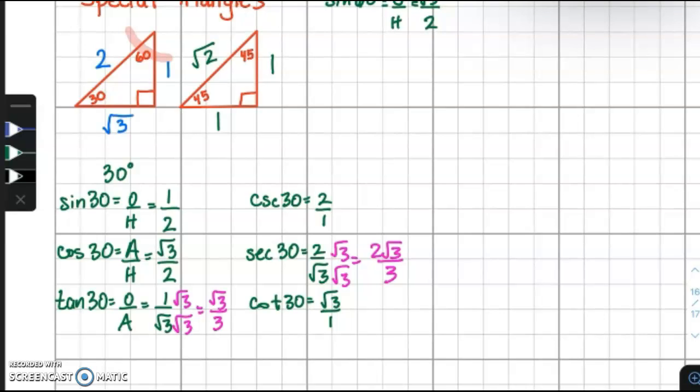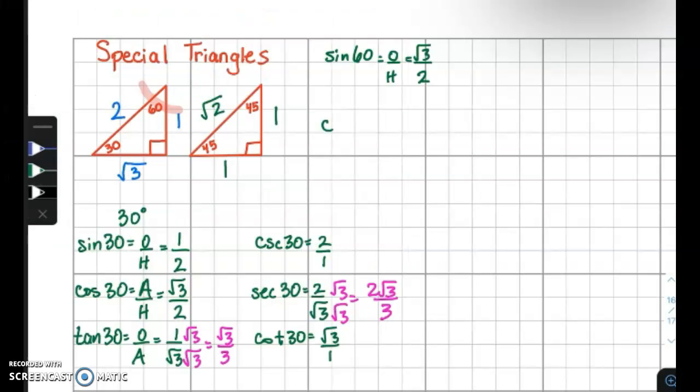When we do cosine, the cosine of 60 is going to be the adjacent over the hypotenuse. Adjacent to 60 is the 1, because the 1 is right next to it. So 1 over 2. Tangent of 60 is the opposite over the adjacent. Opposite is radical 3. Adjacent is 1. So you get radical 3.